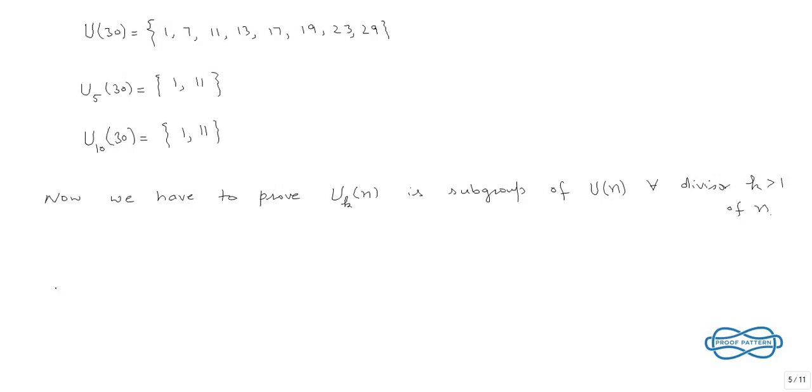Okay. Now clearly the identity 1, which belongs to the unitary group under multiplication modulo n, is congruent to 1 mod k for any k. This means the identity element 1 must belong to U_k(n). Okay, we move to the next.